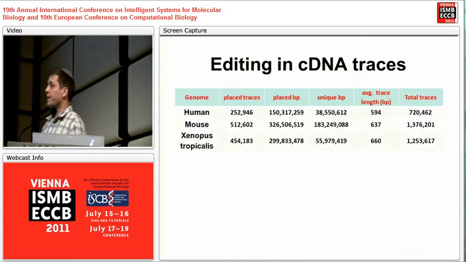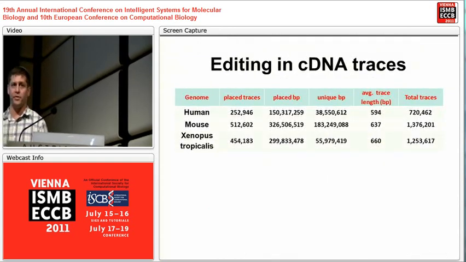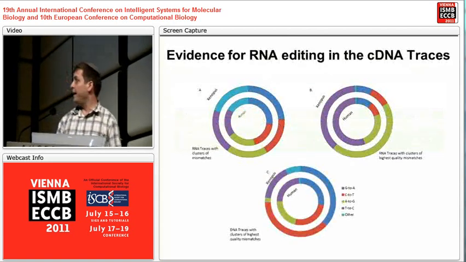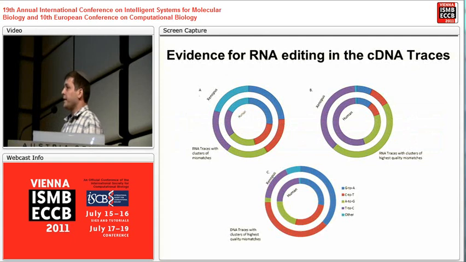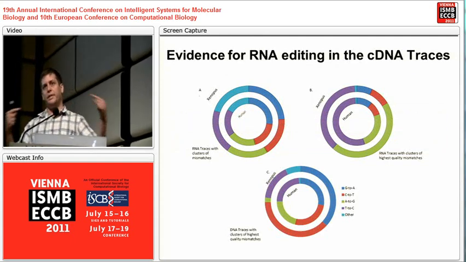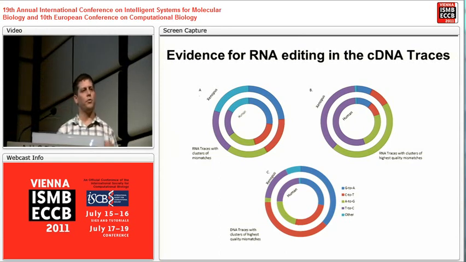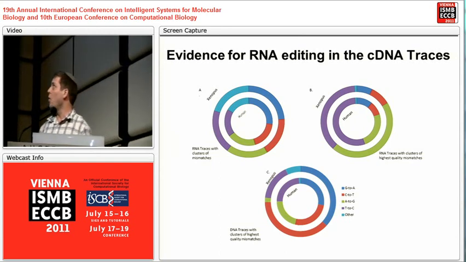In addition, in the trace archives there are cDNA traces. This allows us to find RNA editing events. RNA editing should be A to G, but because sequences are derived from both strands, we anticipate seeing both A to G and T to C. And indeed, when we look in the trace archive of cDNA, we see no enrichment of A to G and T to C. When we look at the DNA traces, we again didn't see this enrichment.